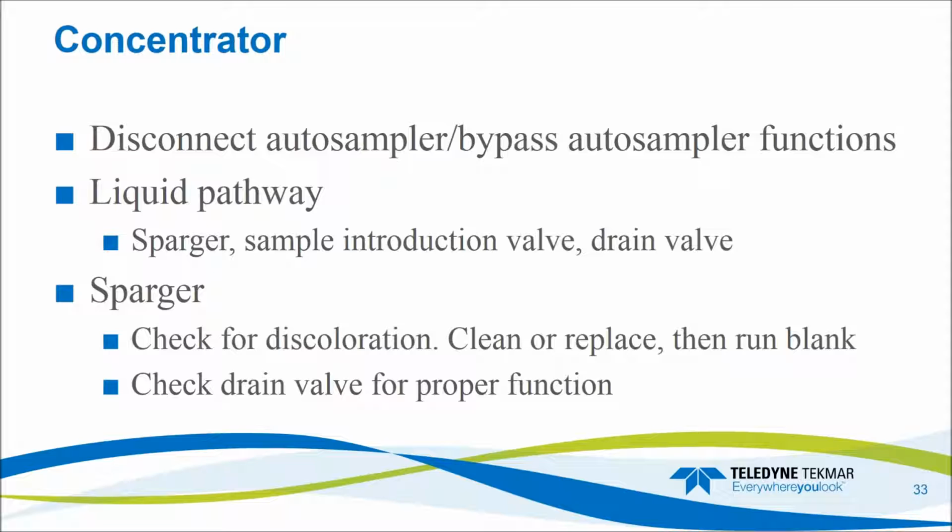Or any other signs that it might have physical contamination in it. If you do see anything unclean, replace that sparger and then rerun your blank and see if anything is improved. You'll also want to check your drain valve to make sure that it's functioning properly, or check your method parameters to make sure you're giving sufficient flow and time for that sample to drain. So if you're leaving just a little bit of standard left over in that sparger, and then you're not rinsing that out adequately, you're going to see some carryover. So just making sure that those parameters are correct as well.